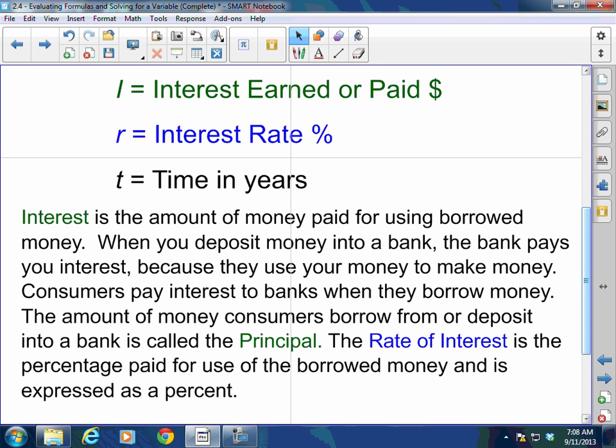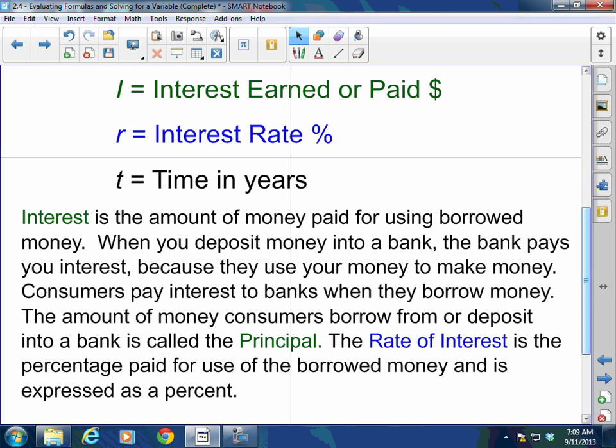Consumers, that's you and I, we pay interest to banks when we borrow money. Let's say I want to borrow $200,000 for a house. Well, they're not just going to give me that money for free. I have to pay what's called interest. So whether I'm borrowing the money or the bank is using my money, there's a payment that has to be made.